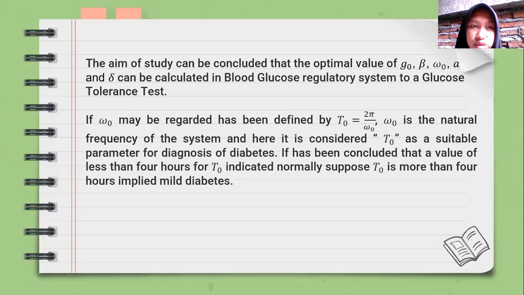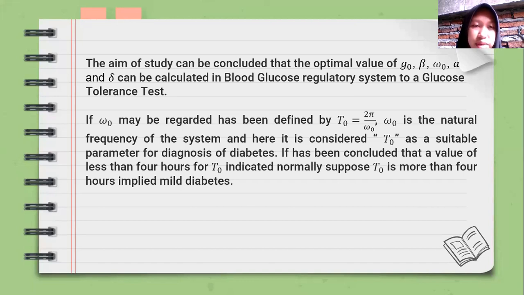And the next is the conclusion. The aim of the study can be concluded: the optimal values of G0, beta, omega 0, A, and delta can be calculated in the blood glucose regulatory system for a glucose tolerance test.